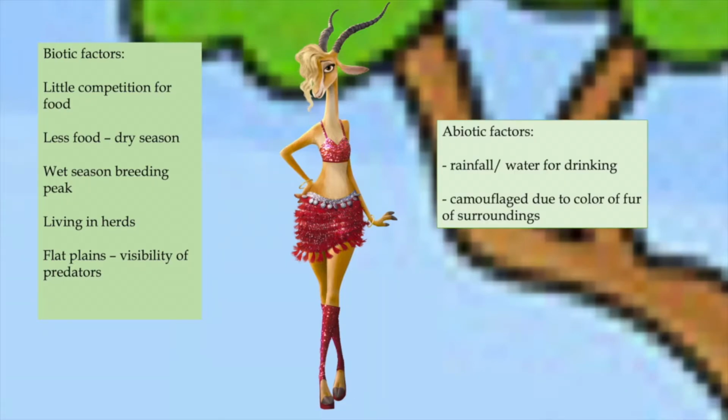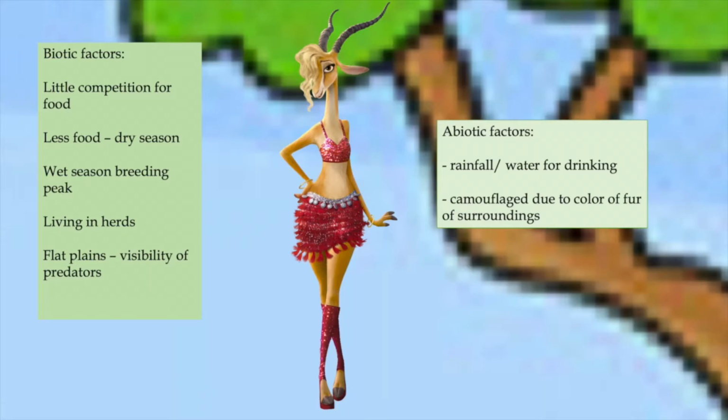Another biotic factor is the far, flat, grassy lands, which leads to an early visibility of potential predators, and they also live in herds. Abiotic factors are water and rainfall, which is important for drinking, and they are camouflaged due to the color of their fur, which is matching to their surroundings.